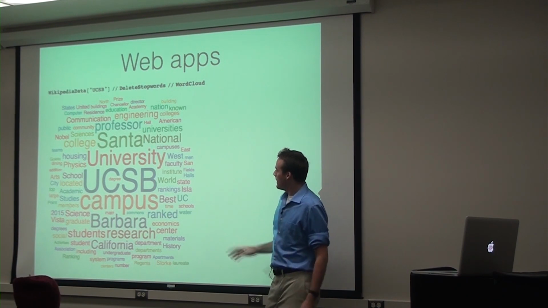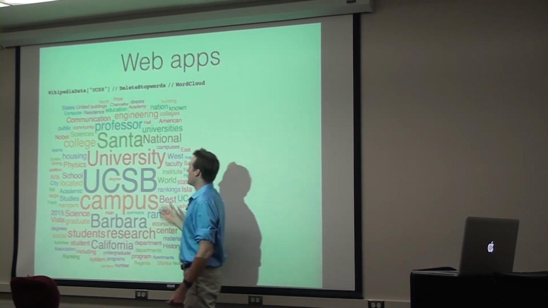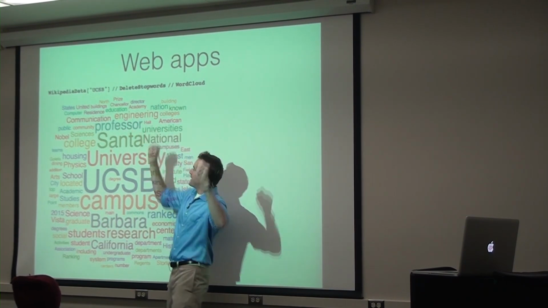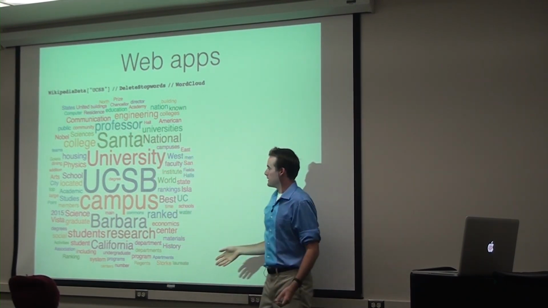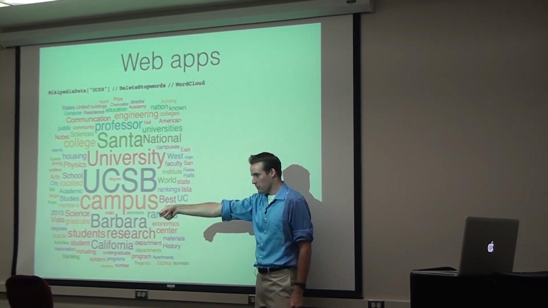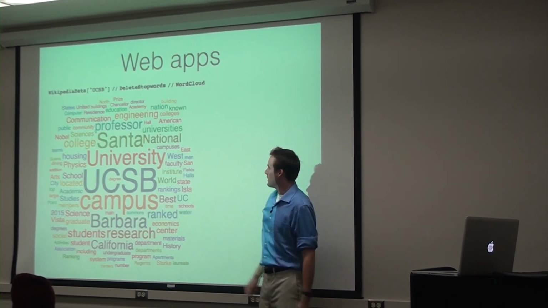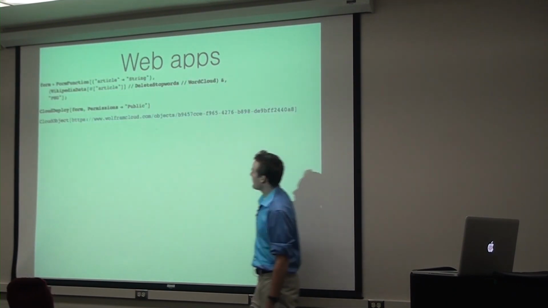So suppose that I thought this was really cool and I wanted to share this with my family, but they don't go to UCSB. They don't think UCSB is as great as I do. They want to be able to put in their own things. I would like to make a web app for them where they can put in their own string. It'll search Wikipedia data for it, and it'll make their own little word cloud. Here's how to do that.